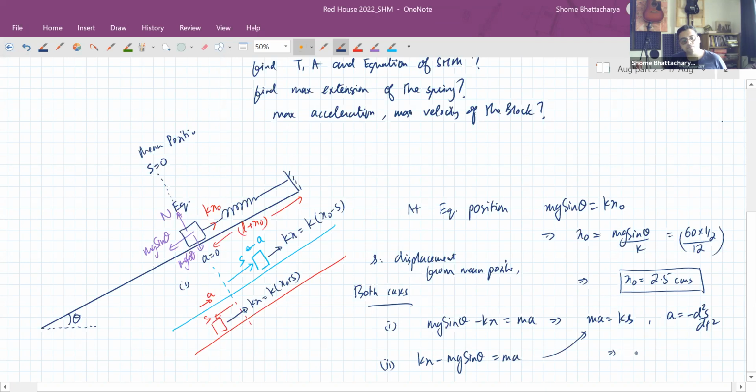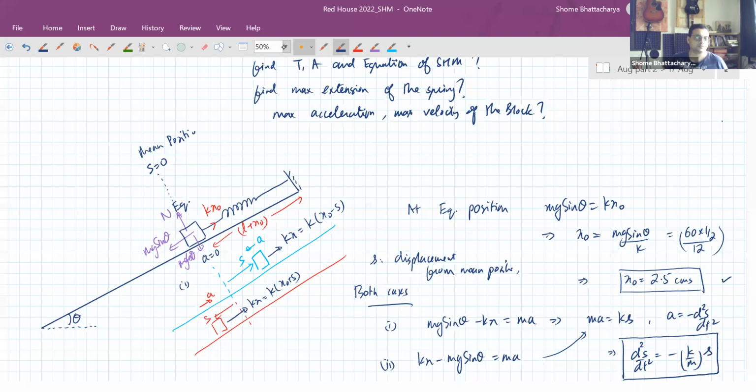So not only is your equation of SHM there, but your omega square is the same value as in a horizontal spring mass system or a vertical spring mass system. The angle of inclination theta makes no difference to it. What it makes a difference to is the position of the equilibrium. It is at an extension of the spring of 2.5 centimeters. Whereas in a vertical case, it would have been mg by k, so it would have been 5 centimeters, and in a horizontal case, it would have been x equal to 0. That's the only difference. This is the equilibrium.